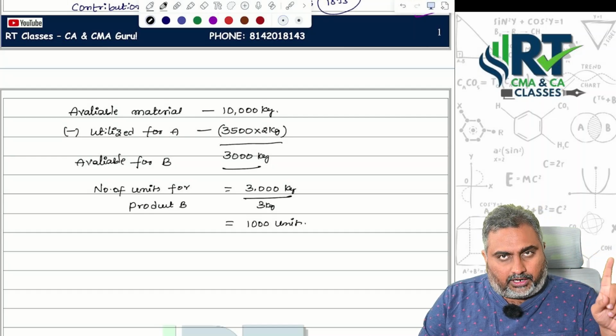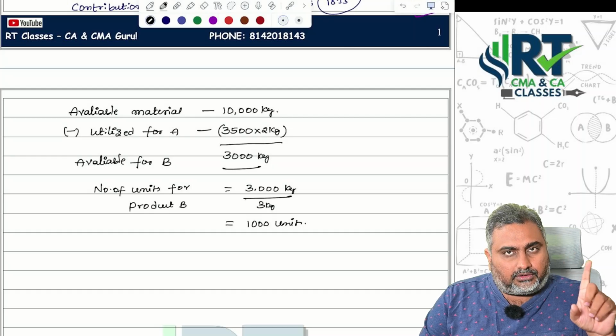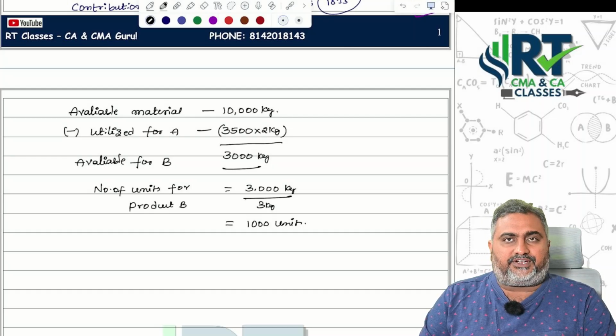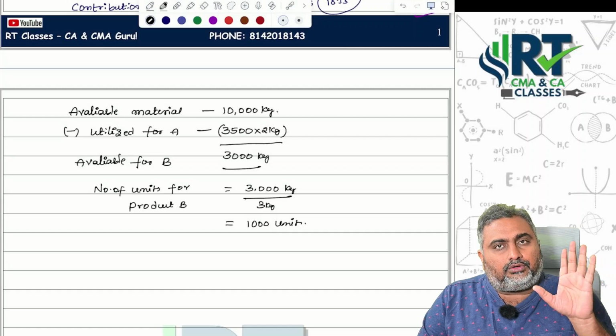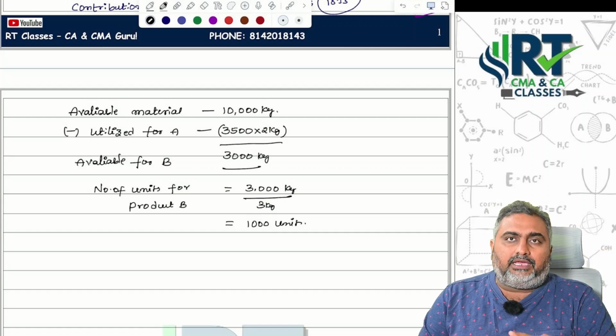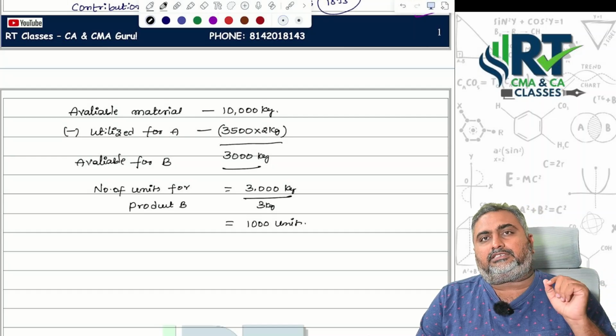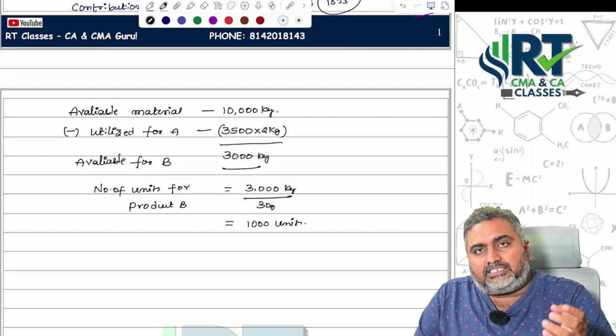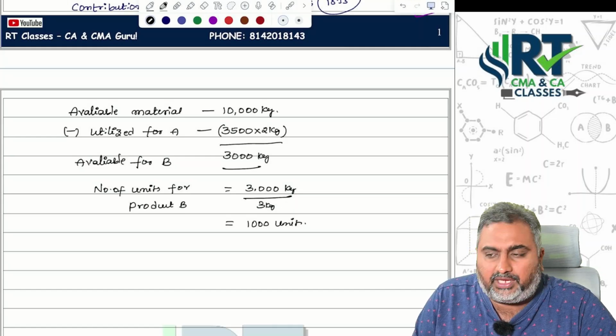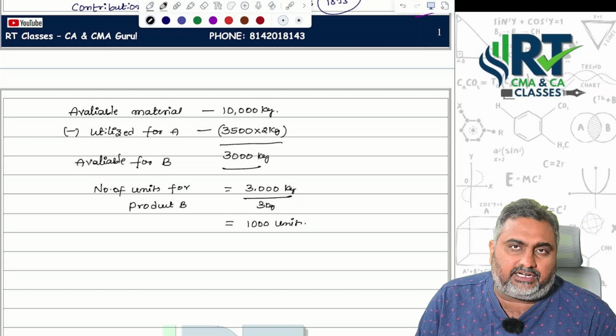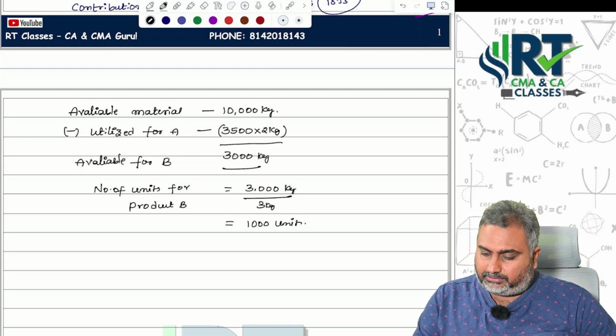Each unit of A required 2 cages. Totally you have 10,000 cages, and 7,000 cages are used for A. Balance available with you is only 3,000 cages. B, each unit requires 3 cages. By using 3,000 cages, how many units can you produce for B? 3,000 cages divided by 3, then you will get 1,000 units.